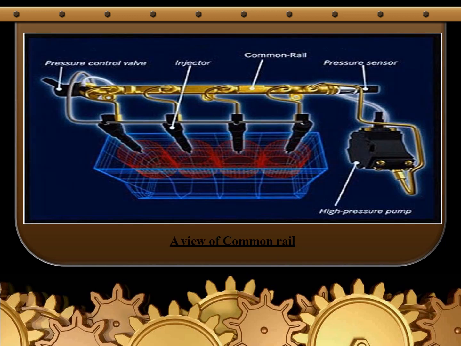This is the view of the common rail direct injection system. It has the pressure control valve, the injector and common rail, and the pressure sensor. There is also a high pressure pump. The high pressure pump sends fuel to the common rail to maintain the same pressure in all four injectors. At the time of injection, the fuel is injected with the help of the electronic control unit.